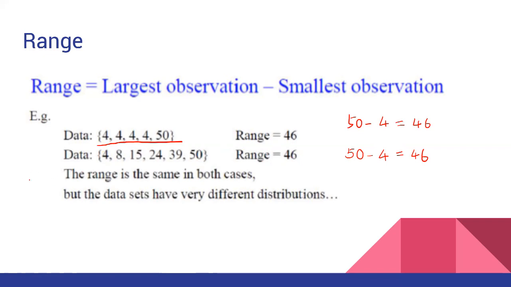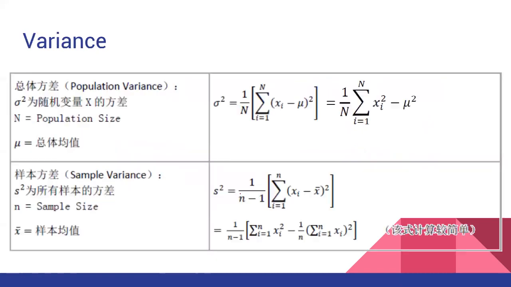As you can see here, for two totally different sets of data, the range is the same. That means the range is not a very good measurement of dispersion or variability. So that's the reason we introduce the second concept, which is called variance.